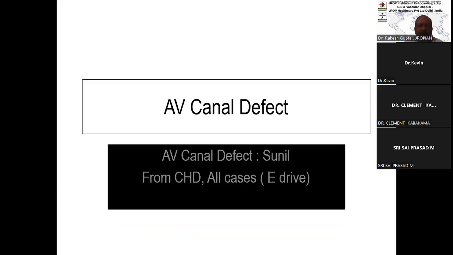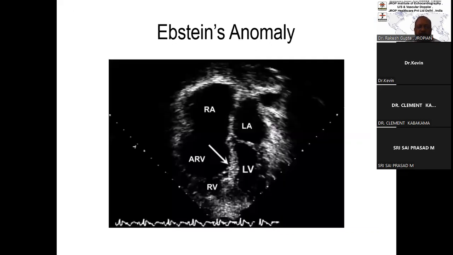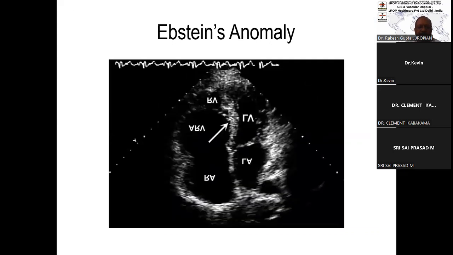So at this point, just a few more. Now here is an example of Ebstein anomaly. This is the mitral valve inserted over here, and the tricuspid valve has moved much higher from the point of insertion. Today there is a classification, if I'm correct, that if it displaces more than 5.5 centimeters, that's huge for Ebstein anomaly.